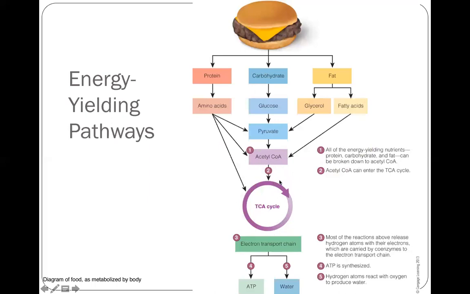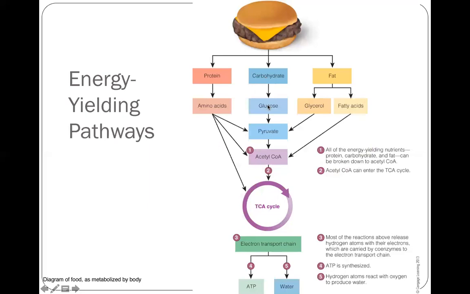Going back to proteins, we said that they can be broken down to pyruvate and acetyl-CoA. They can also, depending on the type of protein, enter the TCA cycle immediately without being previously broken down to pyruvate or acetyl-CoA. So proteins have 3 opportunities to enter these metabolic pathways.